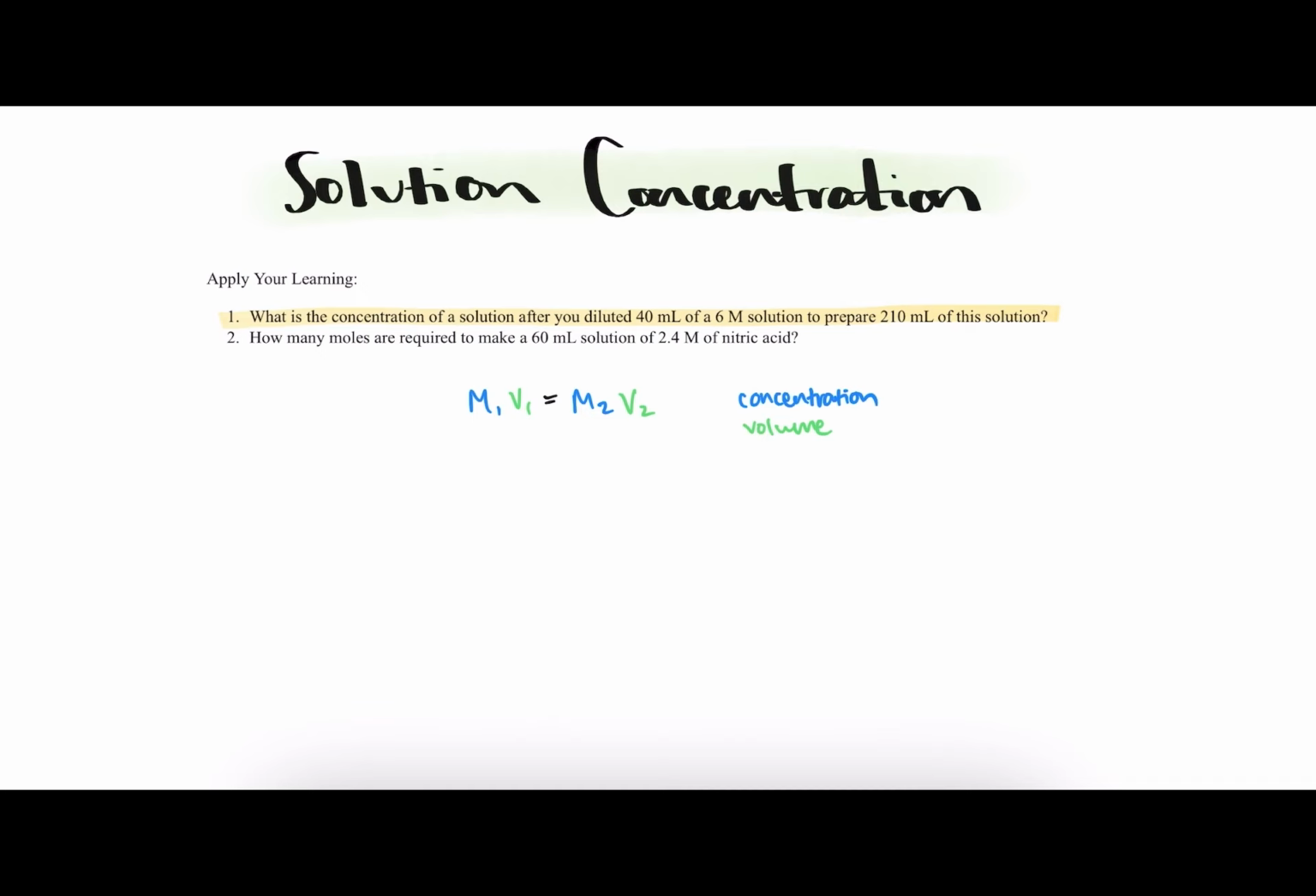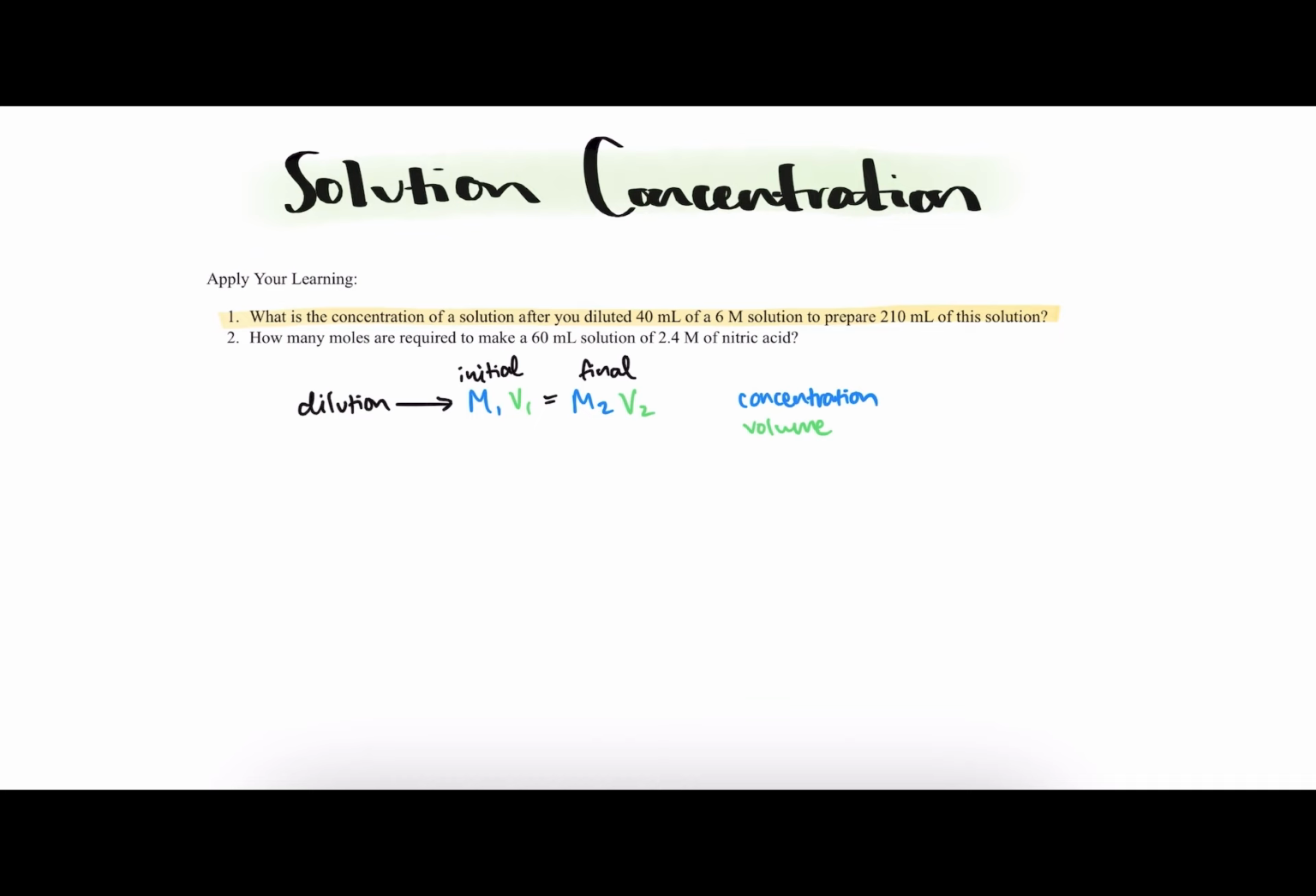So the key word in this question is diluted. Whenever you see a question asking about a dilution, you want to immediately think of this equation here: M1V1 equals M2V2, where M represents the concentration and V represents the volume of a solution. 1 and 2 indicate which one is the initial and final state of the solution.